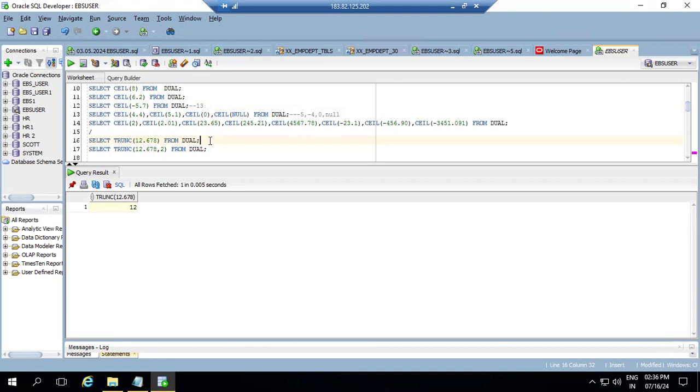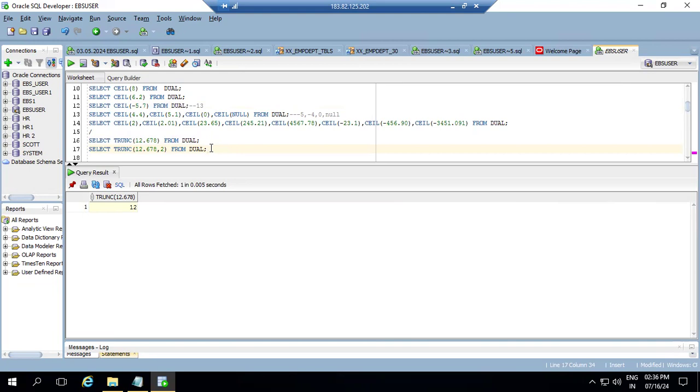You can see, when you are using the round function, what happens there? If you have decimal places more than 5, it will add, and it will give you the output like 13. But in the trunc, what happens? Even if you have decimal places more than 5, it is going to give you the output as 12 only. So coming to the next one. Select trunc 12.678, 2. According to the syntax, it is a number and the number of decimal places over here. So now how will it consider here?